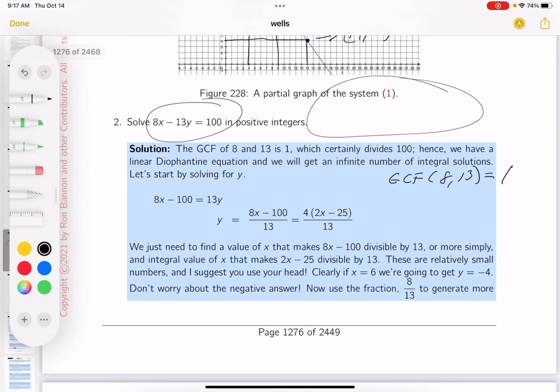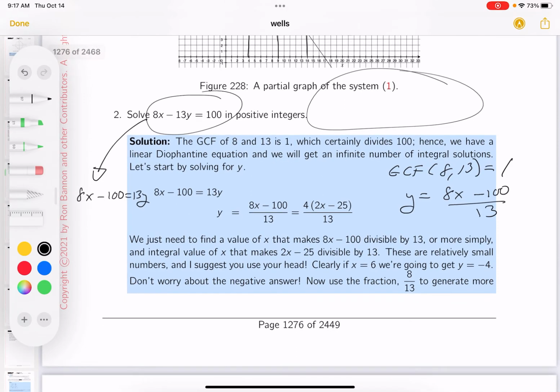So my problem now is, if there's an integer solution, can I find it? All right, now I'm not worried about the positive part yet. I'm just worried about getting an integer. And what was the suggestion over here? The suggestion was to solve this for y. That's a suggestion, by the way. So let's take a look at that. What would you get? 8x minus 100 equals 13y. And I can solve that for y now. Y equals 8x minus 100 over 13.